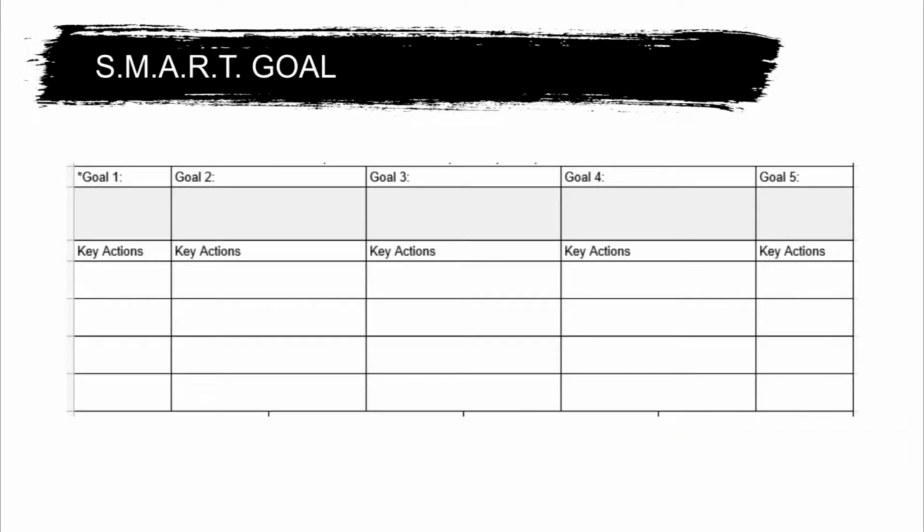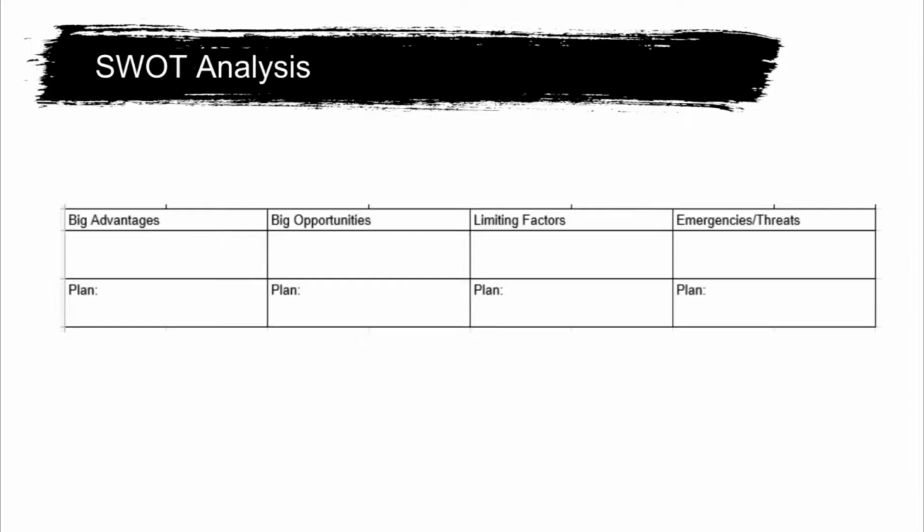Set specific goals to achieve within 12 months. Create simple, measurable goal descriptions. List all your business's big advantages, big opportunities, limiting factors, and emergencies or threats as a SWOT analysis.